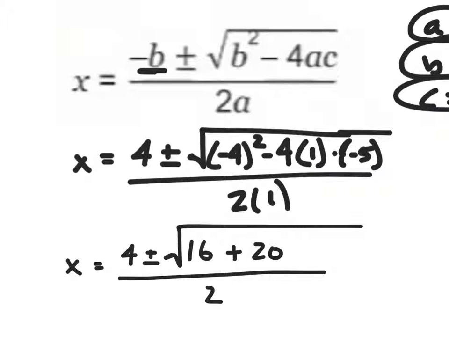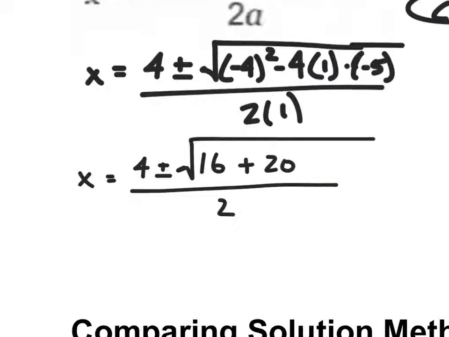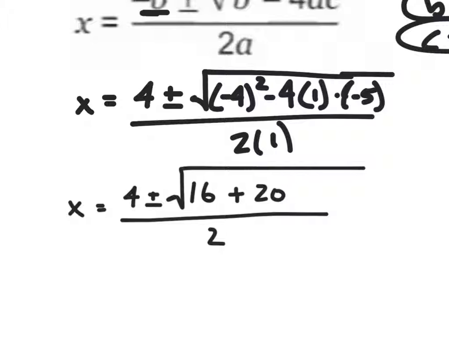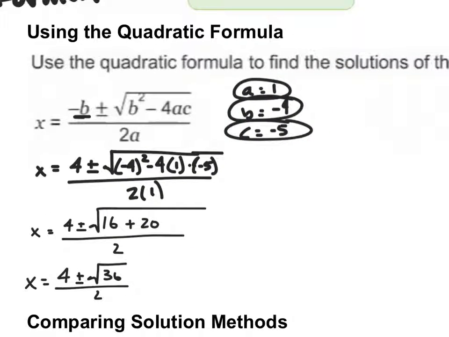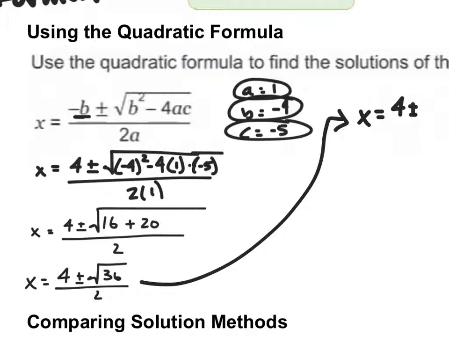Now the next step is to continue to work under my radical. So I've got x is equal to 4 plus or minus the square root of 16 plus 20, which is going to be 36, over 2. Now I can continue to simplify it. So x equals 4 plus or minus, now I can take the square root of 36, which gives me 6, and then divide it by 2. All right?